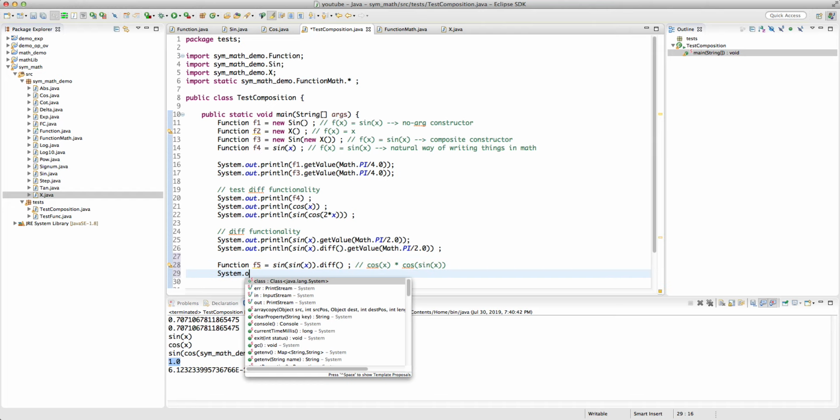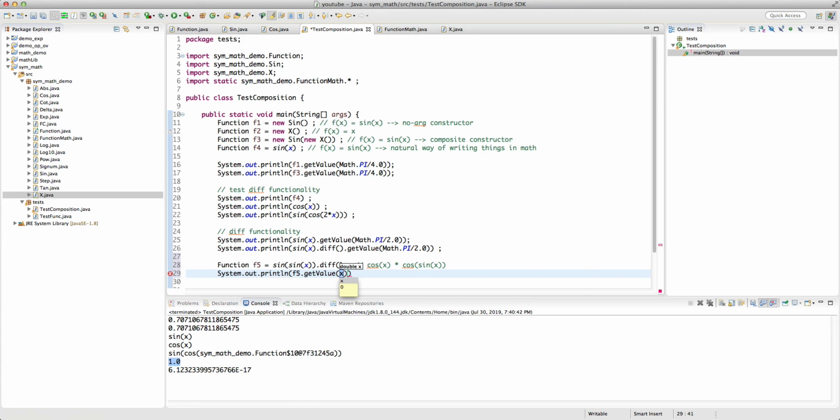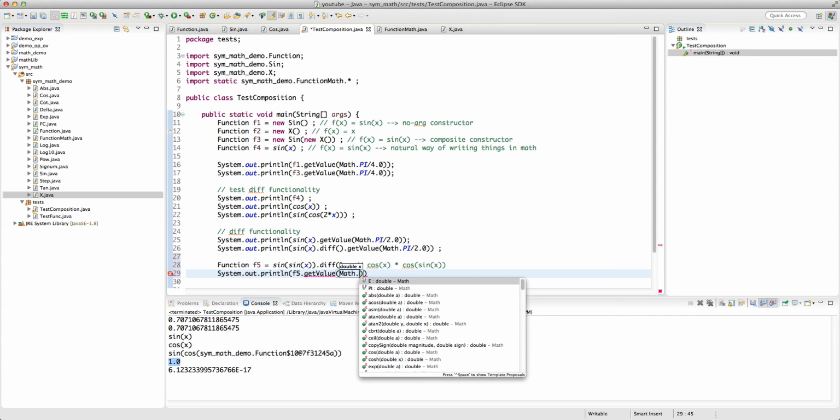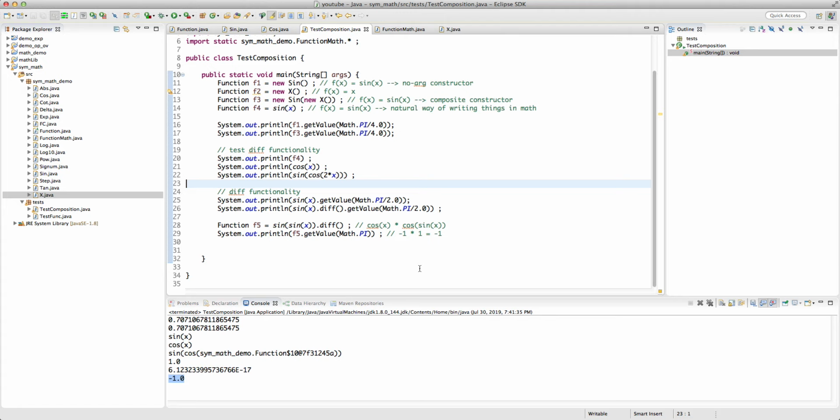So system.out.println f5.getValue. If I calculate this at, let's say, pi, what happens? Cosine of pi is -1, sine of pi is 0, and cosine of 0 is 1. So we should end up with -1. Yes.